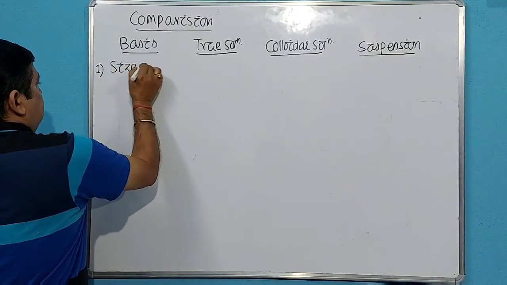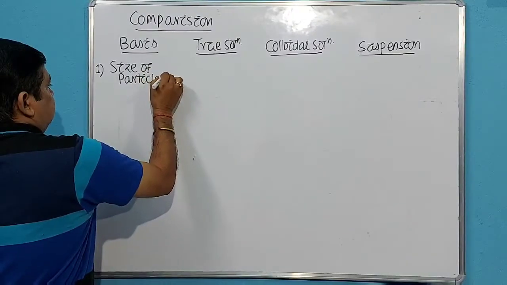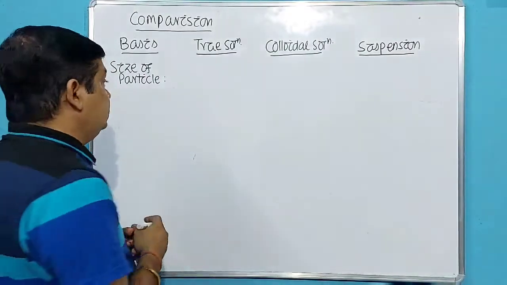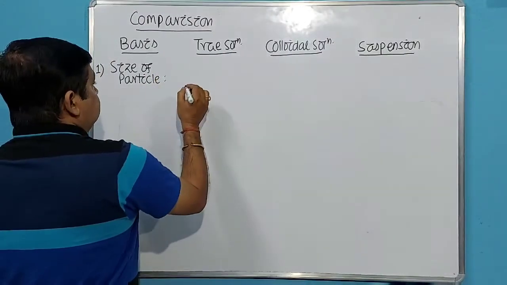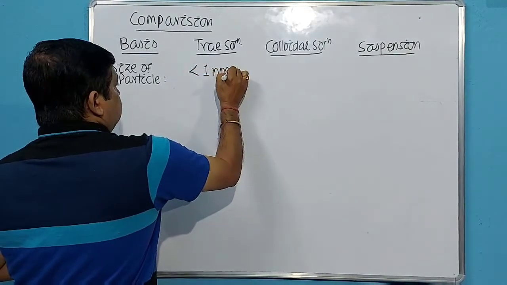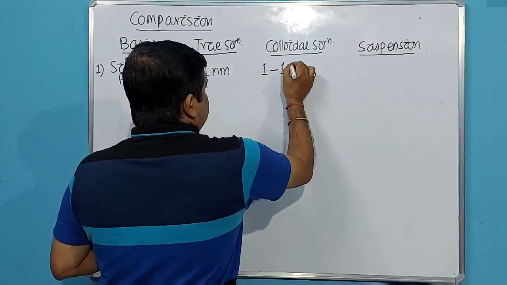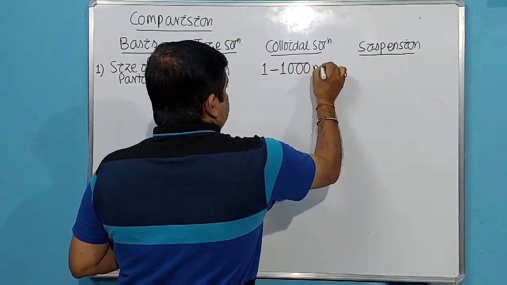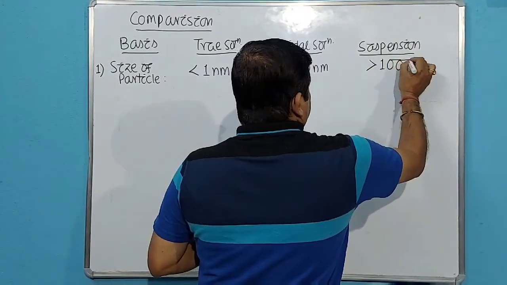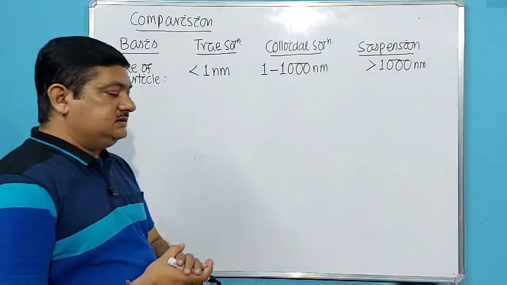Size of particle, or size of the solute. Particle size in true solution, what I told, is less than 1 nanometer. Colloidal solution, 1 to 1000 nanometer. Suspension, greater than 1000 nanometer. Then I have already given you examples.